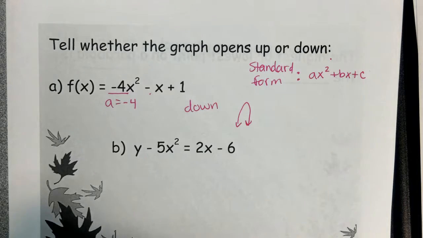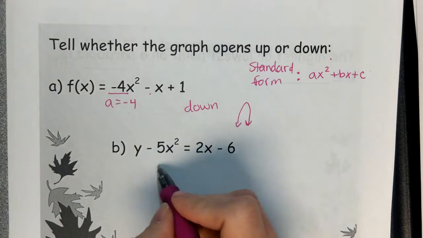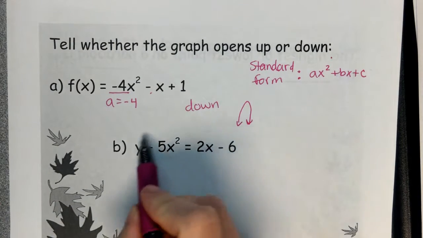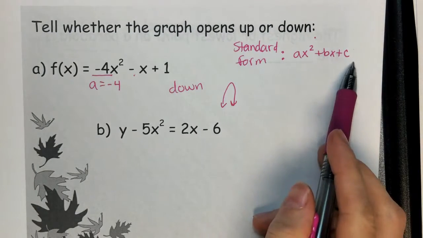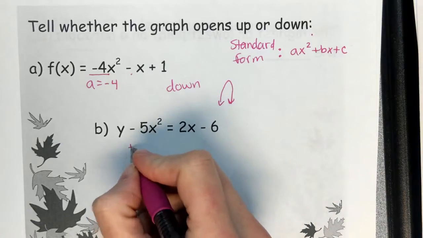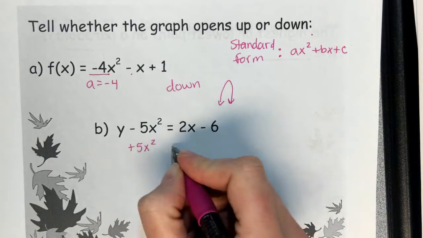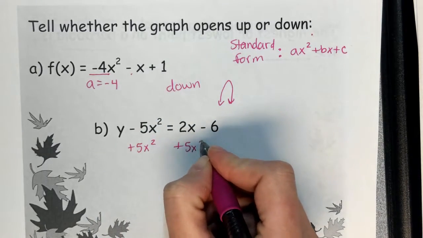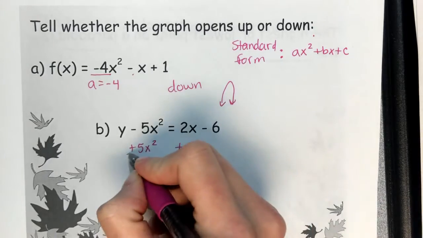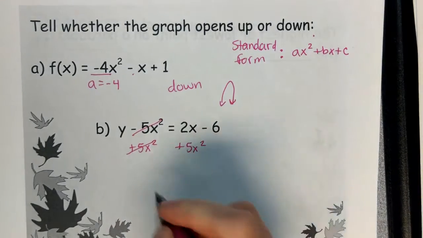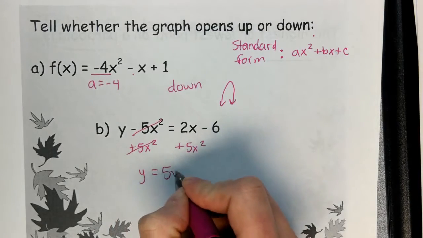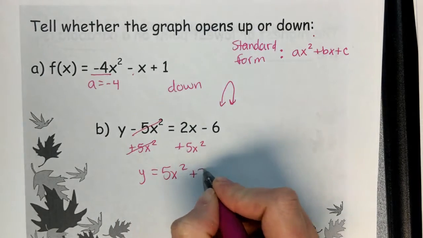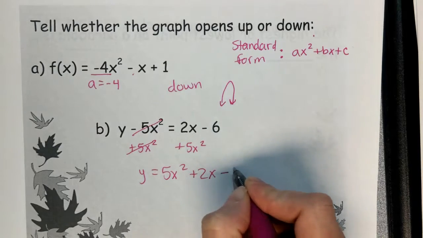Okay? Alright, so this one, be careful, because we don't, once again, want to assess any information on a quadratic until it's in this standard form. So I'm actually going to add 5x squared to the other side where everything else is. This would cancel. I'm left with y equals positive 5x squared plus 2x minus 6.